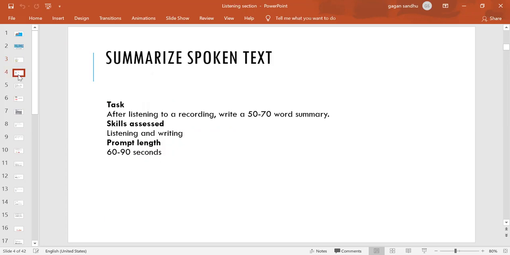So here, after listening to a recording, you have to write a 50 to 70 word summary, right? So here it is a bit different from the SWT, which is summarize written text, right? There, when you are listening, you are writing a summary, but in one sentence. And here you are writing a summary in 50 to 70 words, but there is no limit on the sentences here, right? So maybe we are writing four sentences, five sentences. So this is how we are completing this one, right?